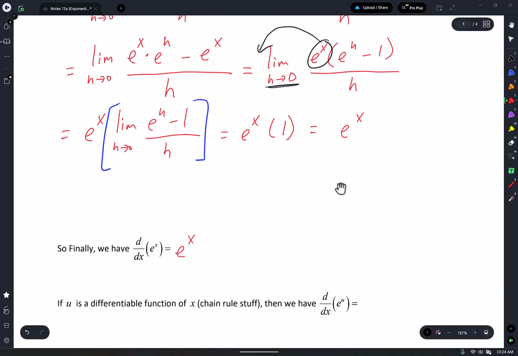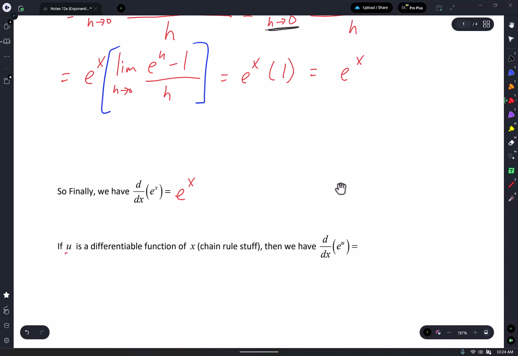If we're using chain rule, here it is. They're telling you that u is a differentiable function of x. What does that mean? It's just u of x. That does not mean u times x. It's just that u is differentiable with respect to x. So by chain rule, the derivative of e to the u is itself, e to the u, times du/dx. That's all it means.